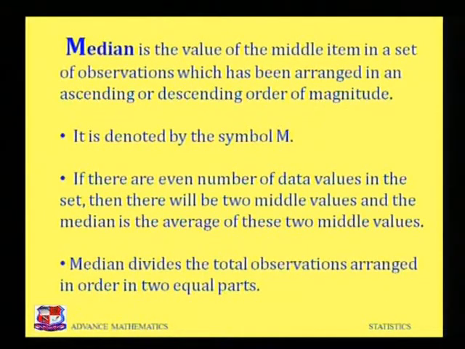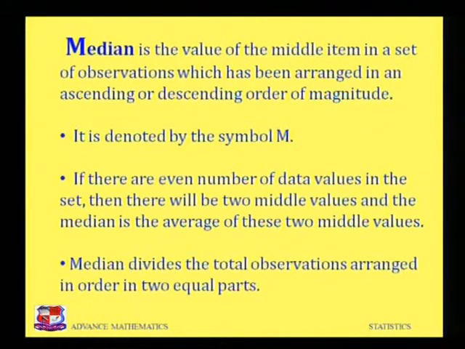So median is the value of the middle item in the set of observations which has been arranged in ascending or descending order of its magnitude. That means median jo hota hai, wo value hota hai jo middle item, yaani ki jo middle term hota hai observations, jaise ki hamare paas 10 observations di gayi hai, to 5th observation jo hogi, that will be the middle observation, aur usko hum median bolenge, agar hum observations ko ascending aur descending order mein rakhte hain, theek hai? Ascending order means increasing order and descending order means decreasing order.